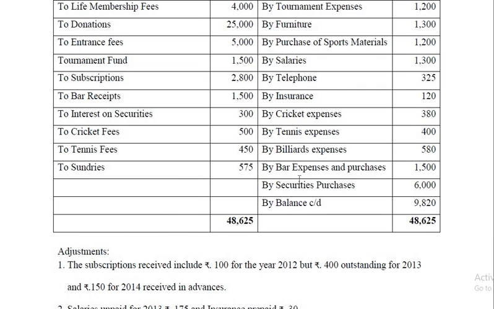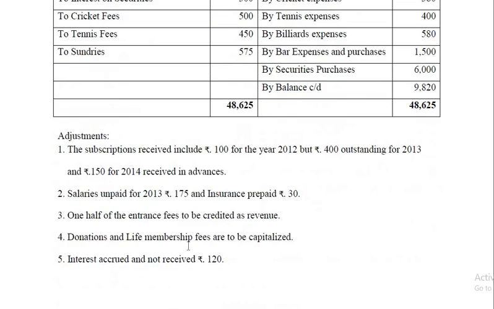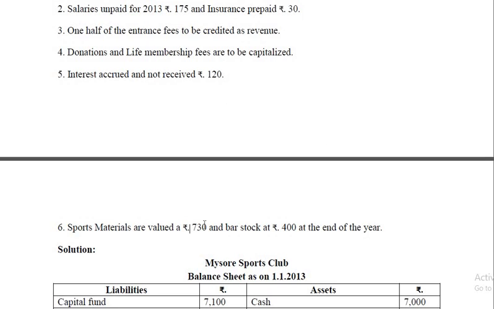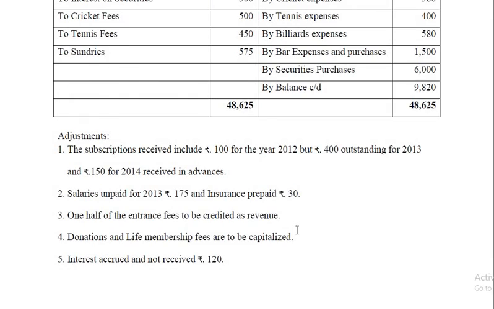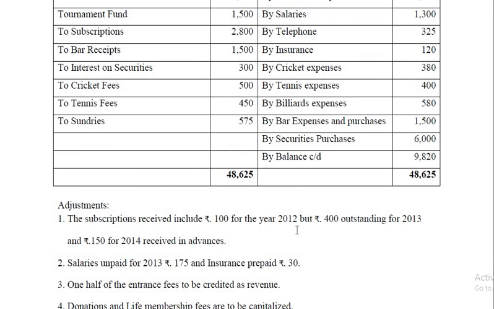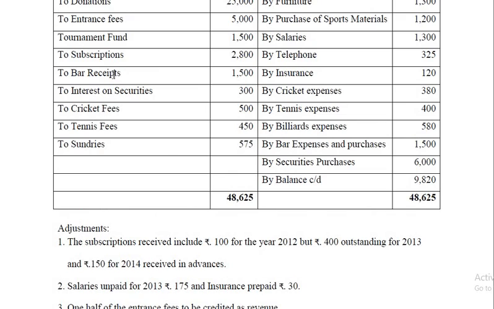And regarding bar stock, you find here bar expenses and purchases 1,500. So in the income and expenditure, what you have to do is bar expenses and purchases 1,500 to the expenditure side, less bar stock at the end of the year 400. So remaining is nothing but bar consumed during the year. Similarly, you find here bar receipts. This will come to the income side. Let me repeat.